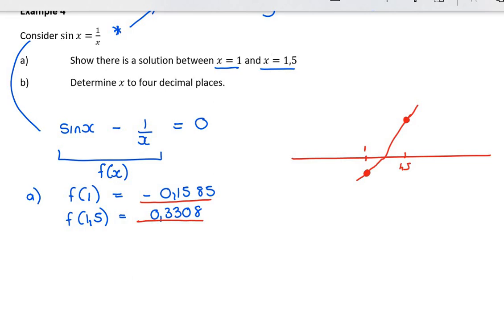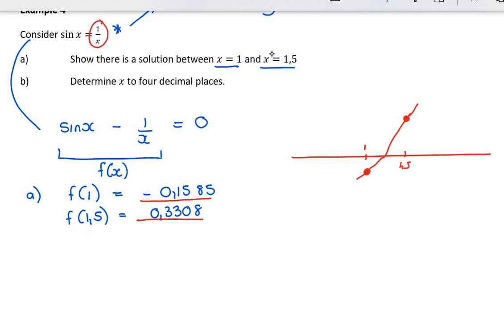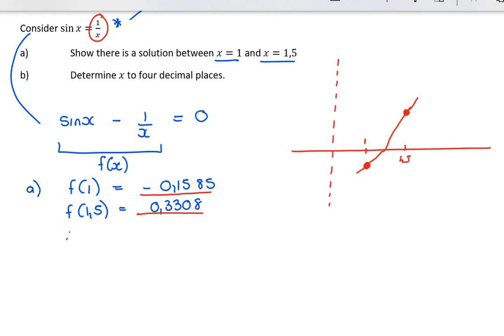Why do I know that? Well, this graph does have an asymptote because I know x can't be 0, but x not being equal to 0 would be down here. And so there's no reason to assume that there would be any issues, and it would be a continuous graph for this portion. So if it was negative before and positive afterwards, it must have gone through 0. So I would say, therefore, must have gone through f of x equals 0.